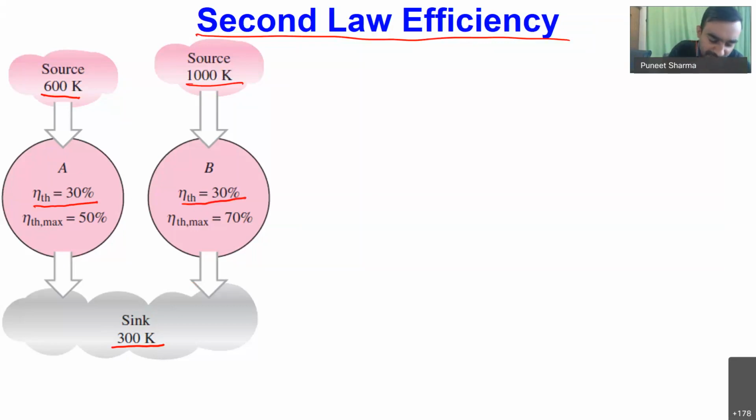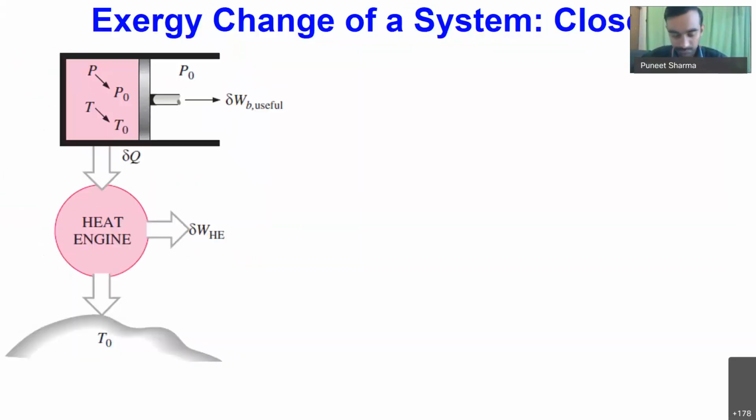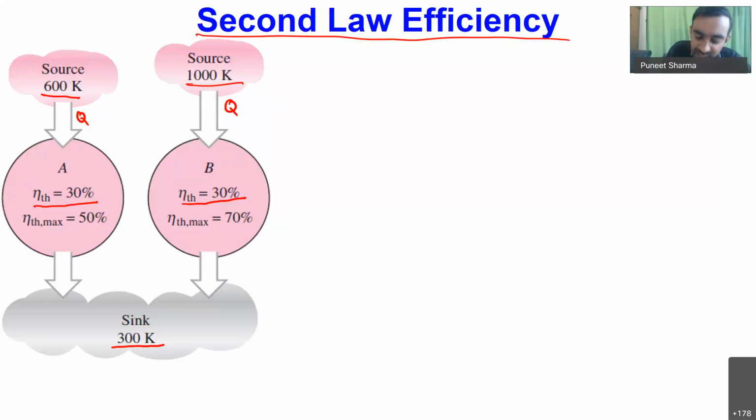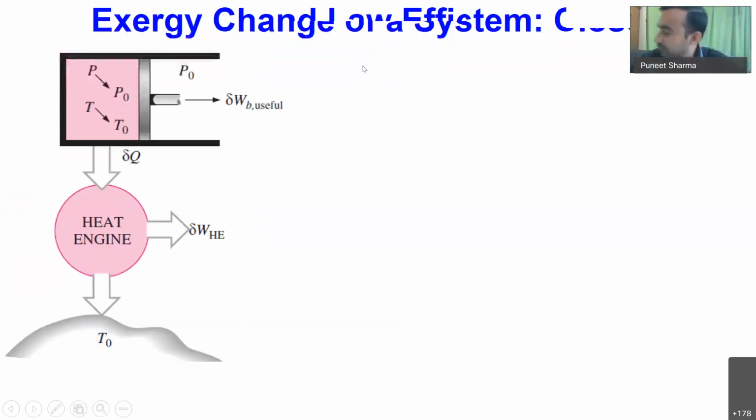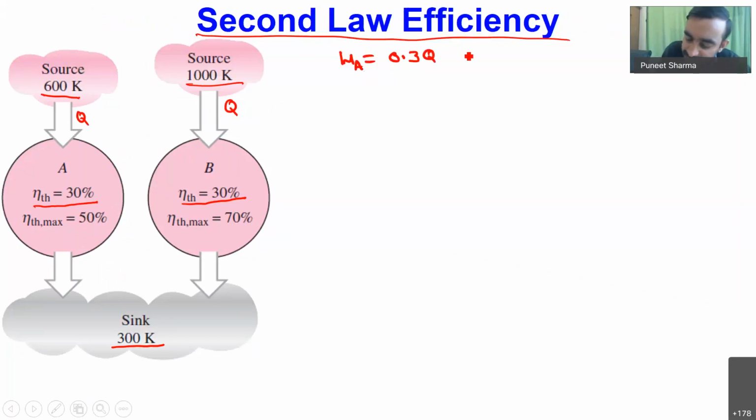The meaning of 30% is that if I am supplying some Q amount of heat to both the engines, the first engine gives me work equal to 0.3 times the amount of heat supplied. That is the work I get from system A, and similarly from system B I also get 0.3 times the heat supplied.